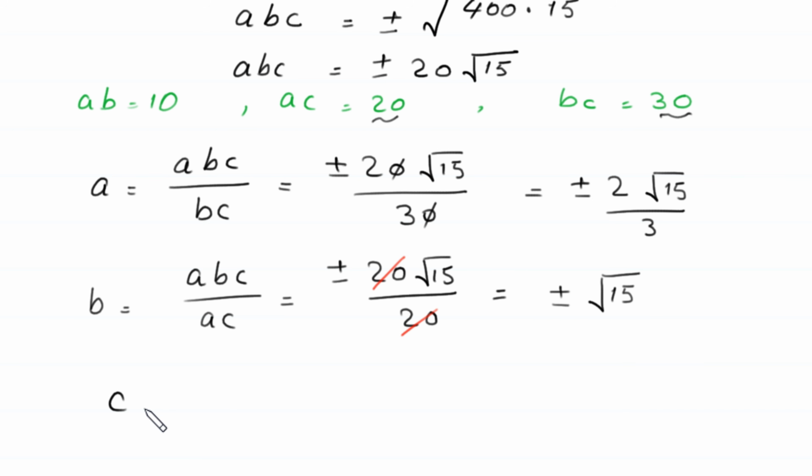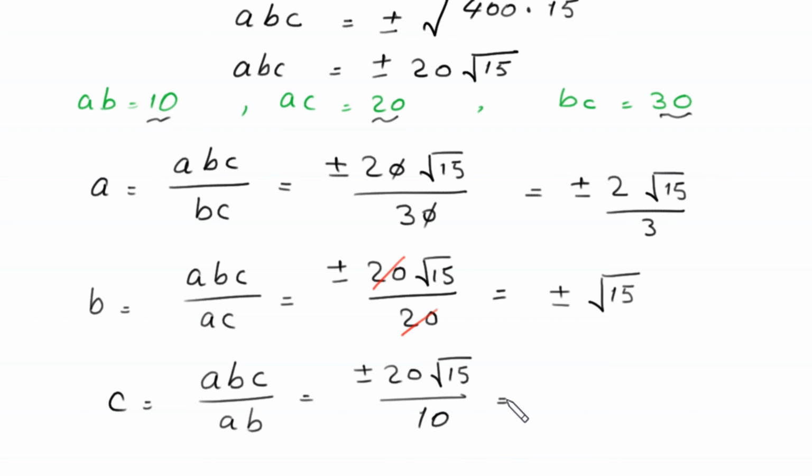Now c is equal to abc divided by ab, and this is equal to, abc is plus minus 20 times root 15 divided by ab is 10. So this 10 one time and 10 two times 20. So the value of c is plus minus 2 times root 15.